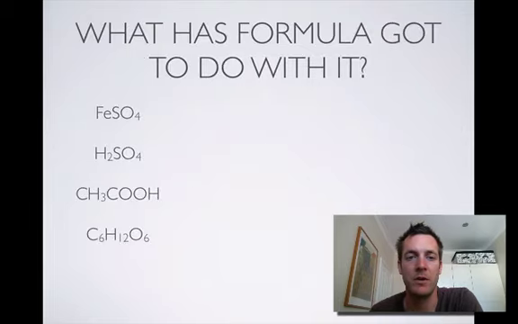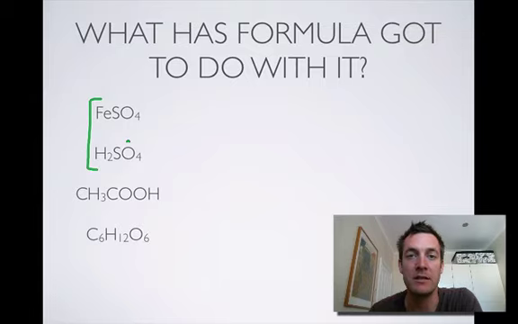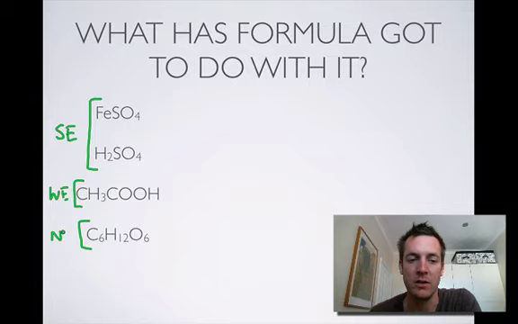So here we go. Start off by looking at what formula has got to do with anything here. First of all, what we ought to be able to see by this stage, and if we can't, it's probably worth going back to the first film about solutions and reviewing that material, is that we've got three different types of substance here. Here we've got an ionic substance, here we've got a strong acid, here we've got a weak acid, and here we've got something that isn't any of those things. So we ought to be able to spot that these are strong electrolytes, that this is a weak electrolyte, and that this is a non-electrolyte.